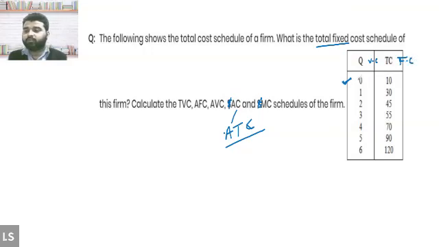Now see, at 0 unit of output, if total cost is given as 10, just tell me how total cost is calculated. Total cost is calculated by applying the formula variable cost plus fixed cost, right? So if at 0 unit of output, variable cost is 0, then what do you think? How much will be the fixed cost? Not clear? Just a minute, let me explain this.